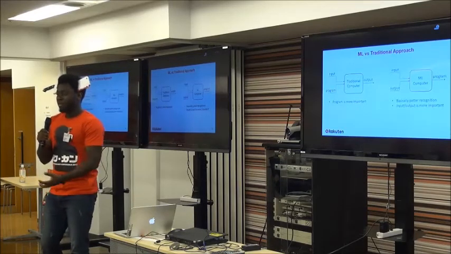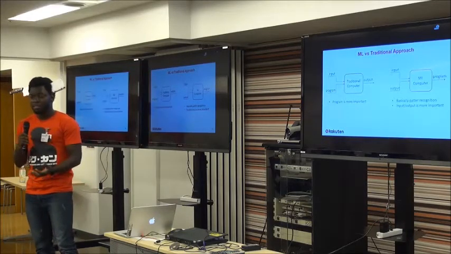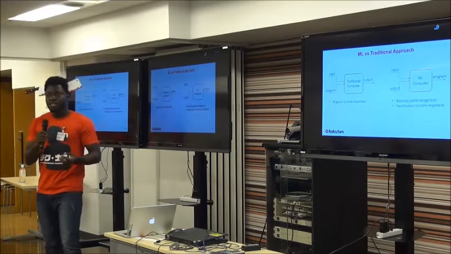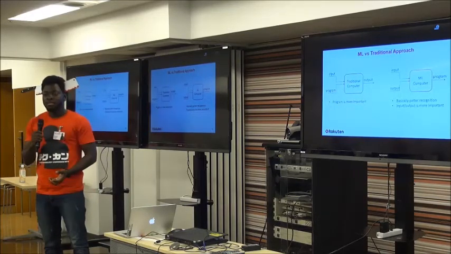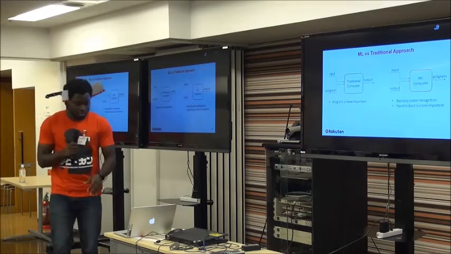And Bill Gates said something very interesting. He says, if programming is automation, then machine learning is automating automation. So we want the computer to automate things, but the process by which it automates it, we want to automate it as well.